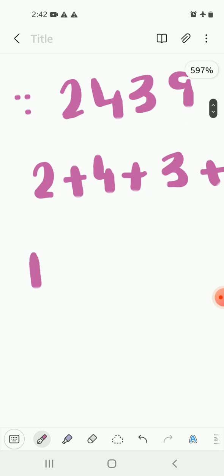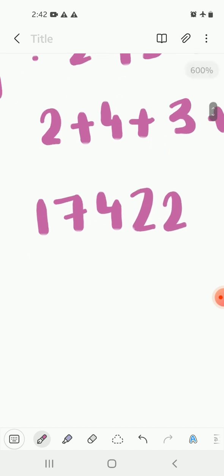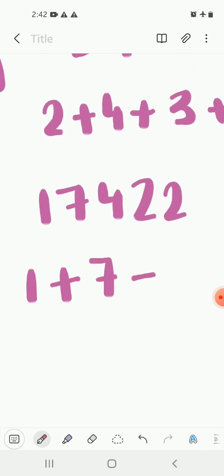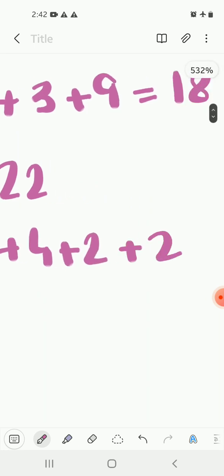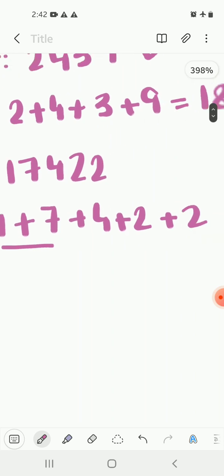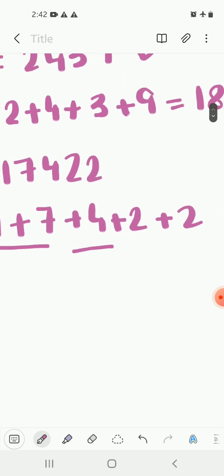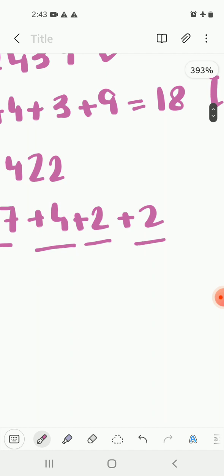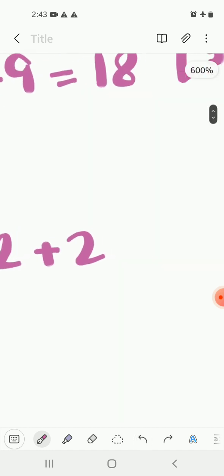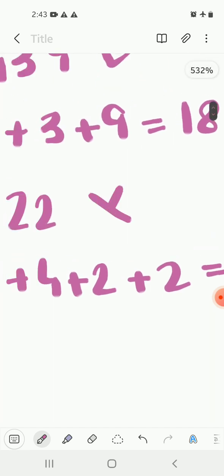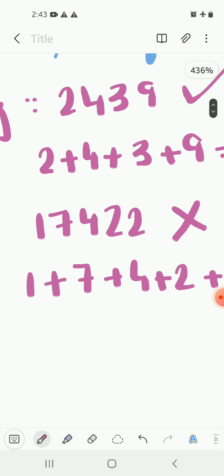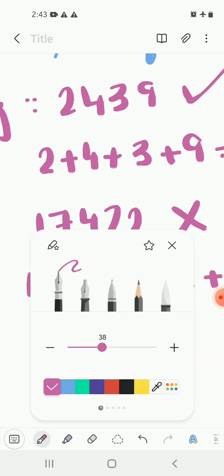We will also take another example like 17422. Okay, let's add all the numbers. 1 plus 7 plus 4 plus 2 plus 2. 7 plus 1 is 8. 8 plus 4 is 12. 12 plus 2 is 14 plus 2 is 16. So if we add all the numbers, we get 16. And since 16 is not divisible by 3, this number 17422 is not divisible by 3.